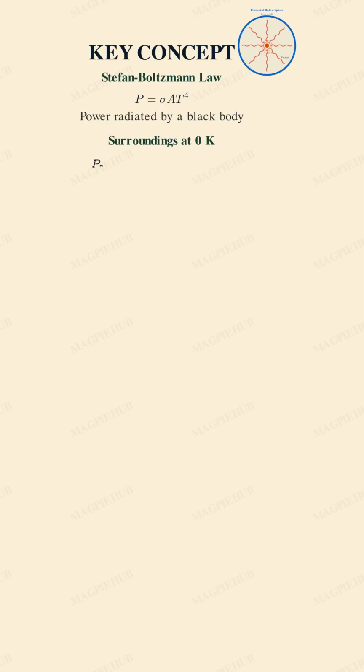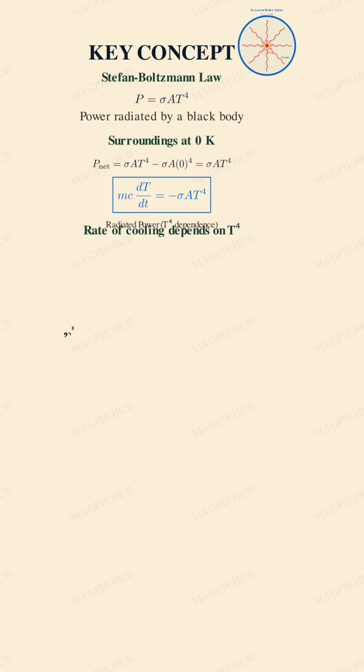The key concept is the Stefan-Boltzmann law. A black body radiates power P equals sigma A T to the fourth power, where sigma is the Stefan-Boltzmann constant, A is the surface area, and T is the absolute temperature. Since the surroundings are at 0 Kelvin, there is no absorbed radiation. The net power loss is simply sigma A T to the fourth. The heat loss equation becomes m c dT over dt equals negative sigma A T to the fourth. This is crucial. The rate of cooling depends on T to the fourth power. At 200 Kelvin the radiation is extremely intense, but at 50 Kelvin it is negligibly small.